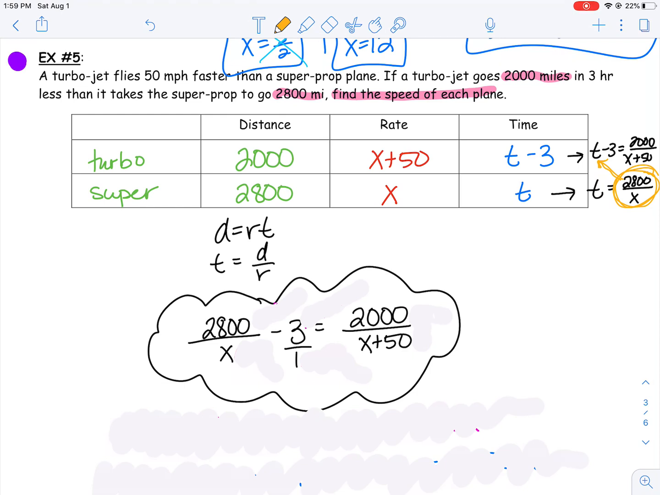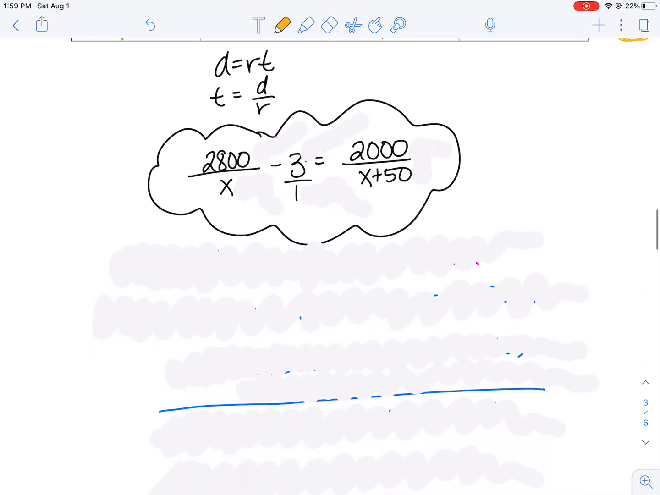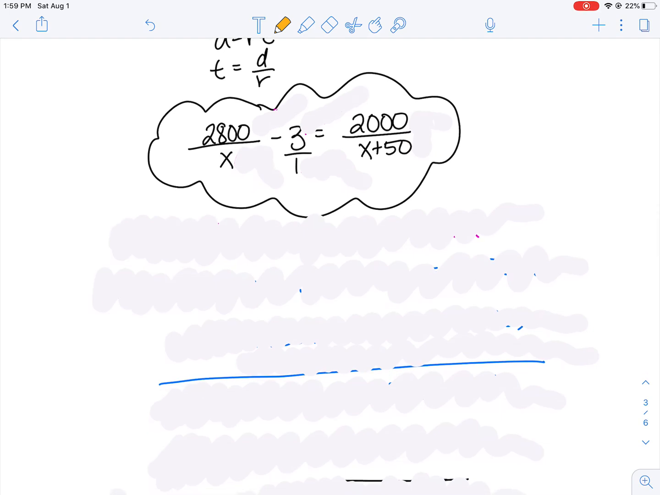So now I actually have put all of this information together. I now just have one variable, x. I have this rational equation that I should be able to solve now. We've got a couple of fractions, all with different denominators. So the next step is to try to get common denominators so we can start to put all this stuff together and solve.